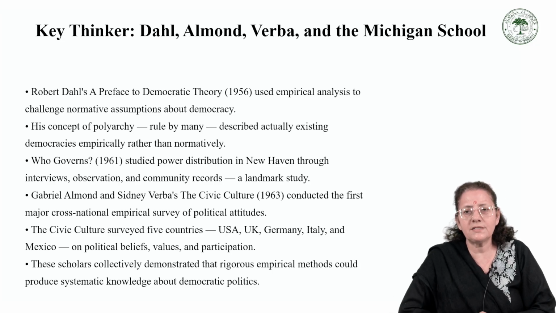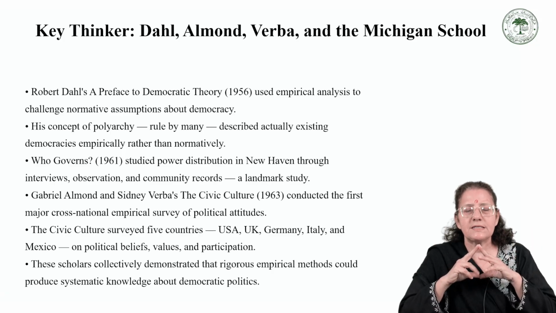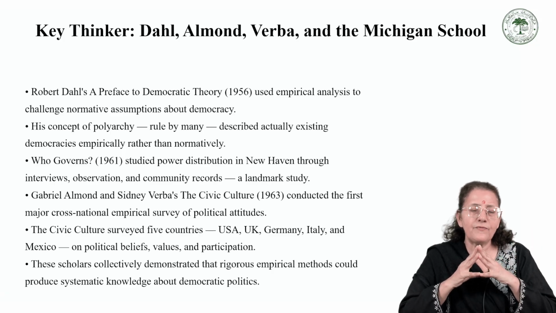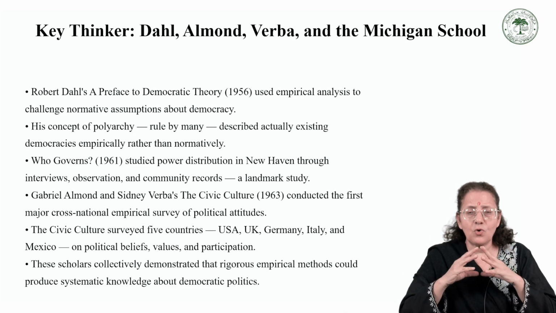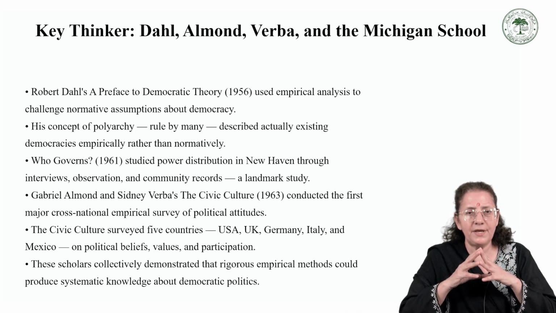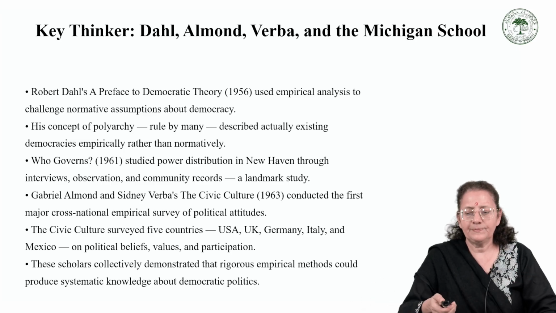Gabriel Almond and Sidney Verba, in The Civic Culture, published in 1963, conducted one of the major cross-cultural empirical surveys of political attitudes and behavior in five countries: the United States, United Kingdom, Germany, Italy, and Mexico.